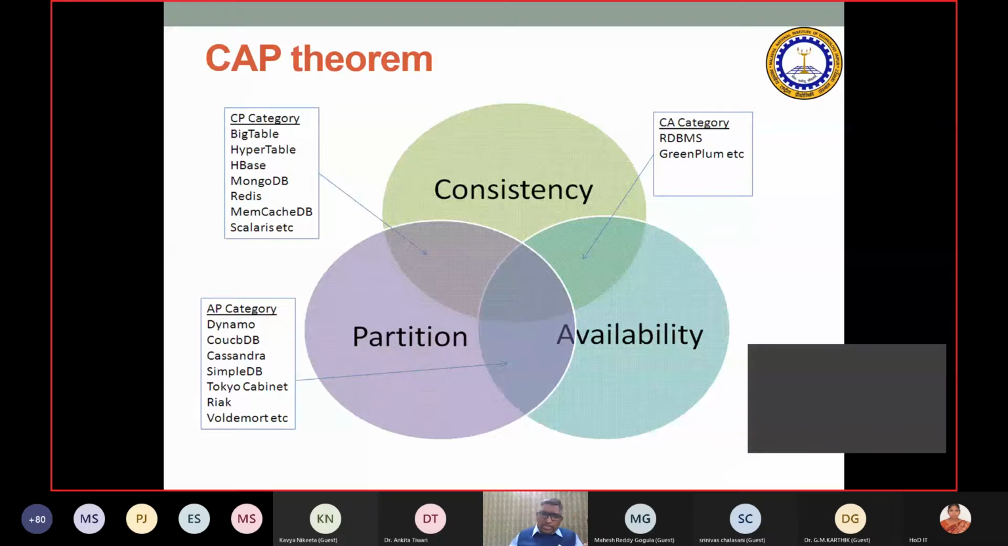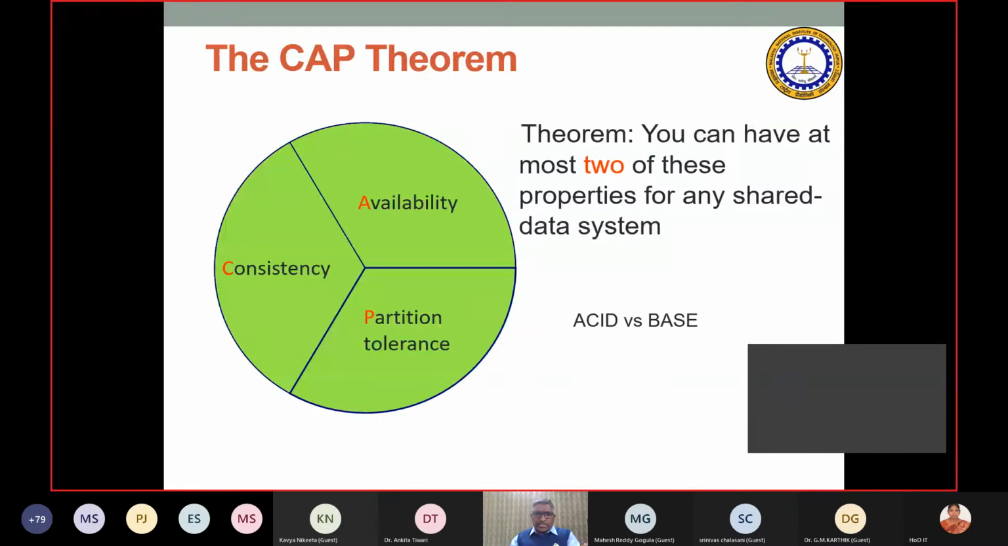So the CAP theorem talks about these things, and as you look at any two of them, you can get a category. If you focus on consistency and availability, you go to the RDBMS, and Greenplum is another example. If you look at consistency and partitioning, you have Bigtable, Hypertable, HBase, MongoDB and all that. If you look at partition and availability, you look at CouchDB, Dynamo, Cassandra, SimpleDB, and also Voldemort. These are all databases in this sense. So based on any two of consistency, availability, and partition, a database can come up. So this is what CAP is.